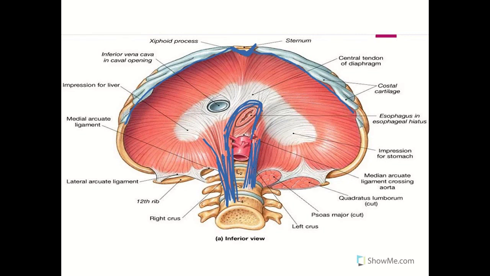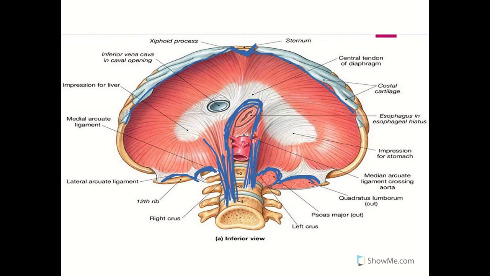And you can see here, this is the crus here. This is called the median arcuate ligament, and this is the lateral arcuate ligament, which surrounds the posterior abdominal wall muscles, and the medial arcuate ligament. This is the medial arcuate ligament, and this is the lateral arcuate ligament. The right crus and the left crus form a tendon surrounding the esophageal opening in the diaphragm.